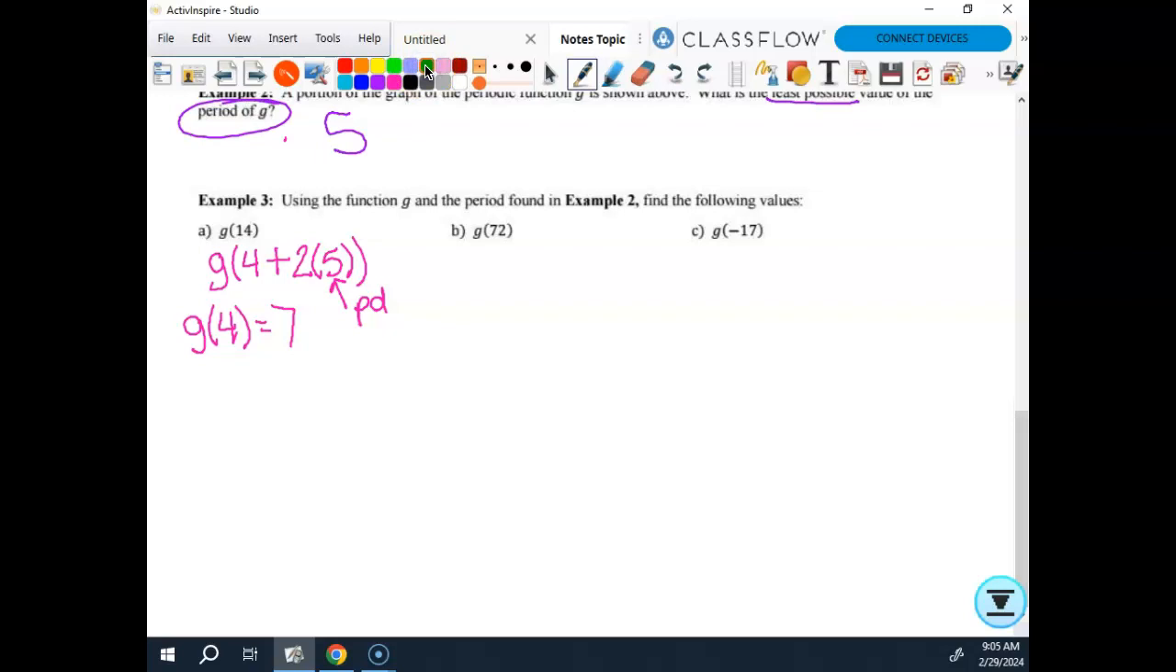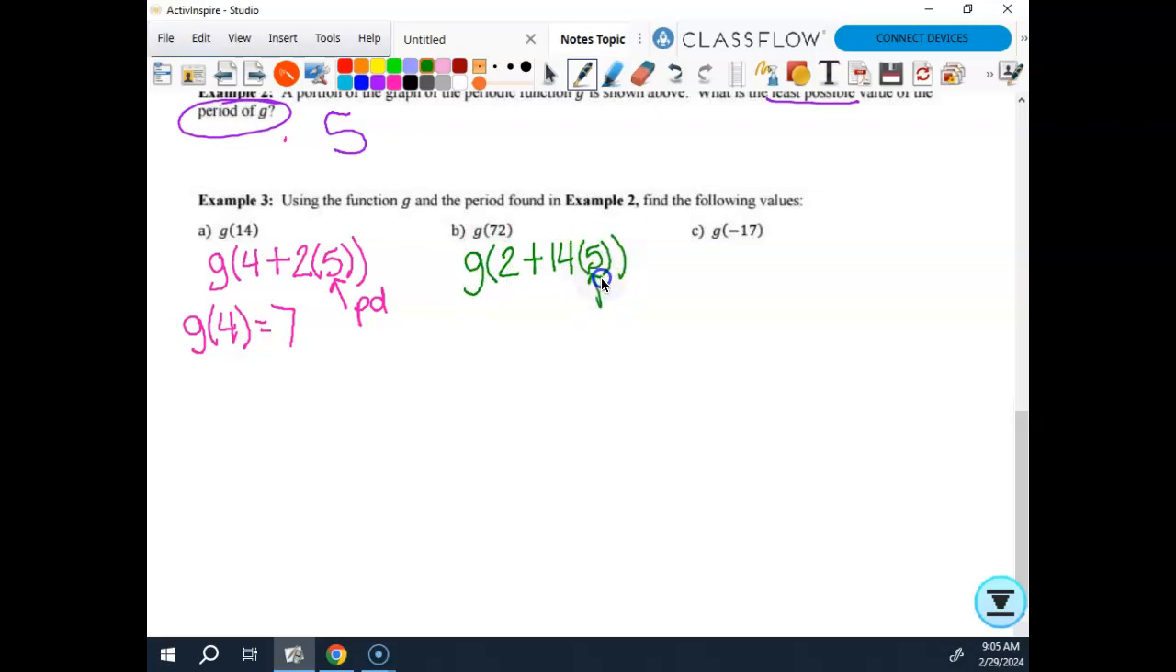G of 72. All right, so my period is 5. How many 5s evenly go into 72? 14. How many 10s go into 72? 7, which means 5s would be the 14, right? Okay. So this is going to be g of 2 plus 14 times 5.